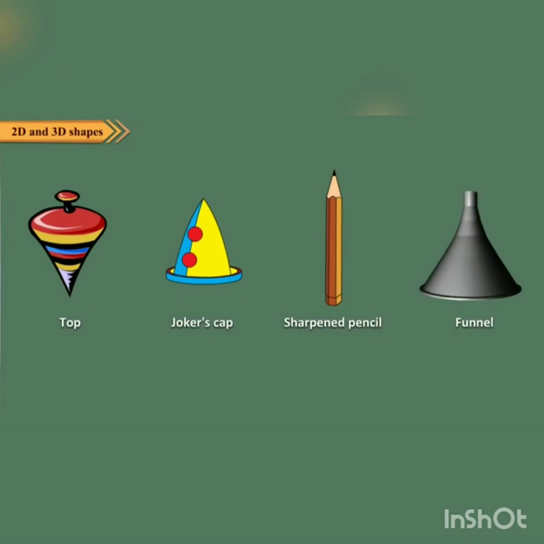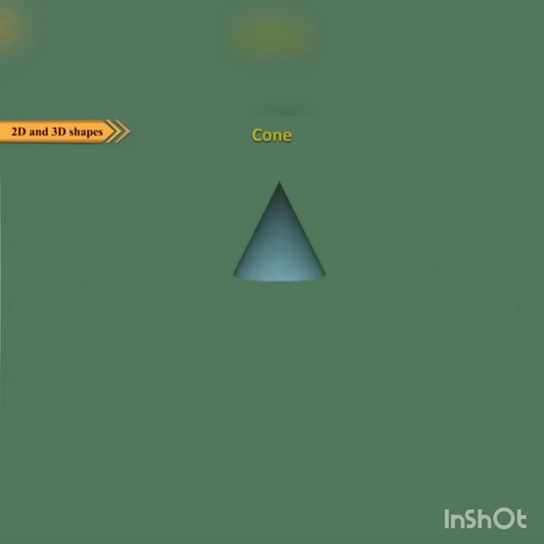And then children, see the objects: top, joker's cap, sharpened pencil, funnel. These objects are familiar in daily life. In short, it is a cone. A cone has 1 vertex, 1 curved edge, and a curved face and a flat face. Totally two faces are there: a curved face and a flat face.